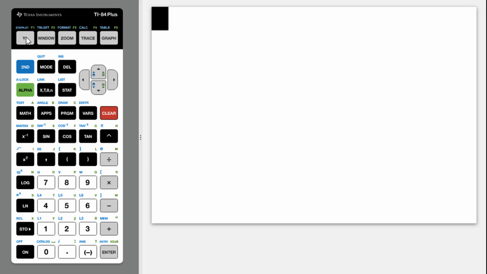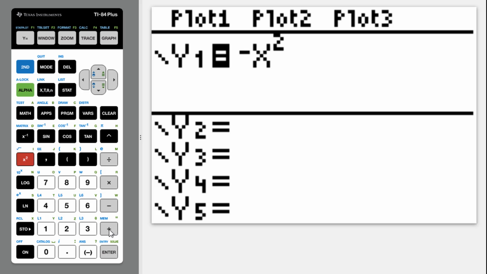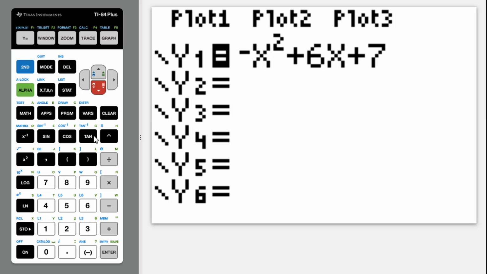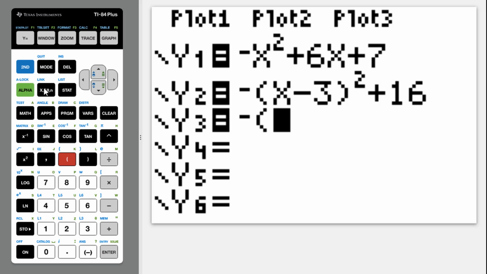If you are allowed to use a graphing calculator, you can check whether these three forms of the quadratic function are equal. Go to y1 equals negative x squared plus 6x plus 7. Then y2 equals negative (x minus 3) squared plus 16. For y3, negative (x plus 1) times (x minus 7).